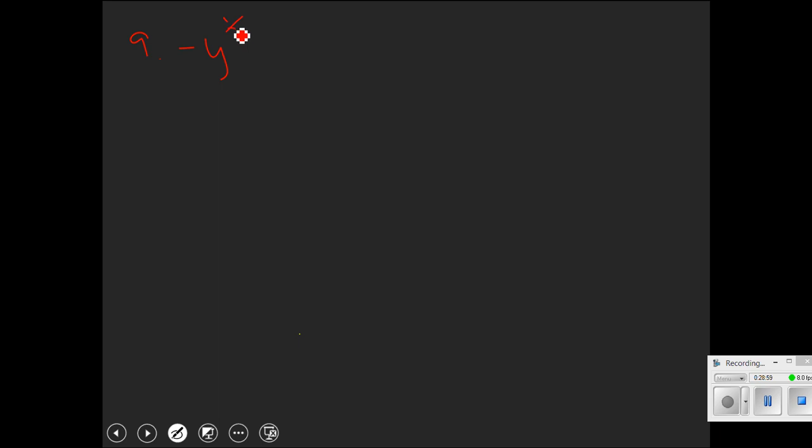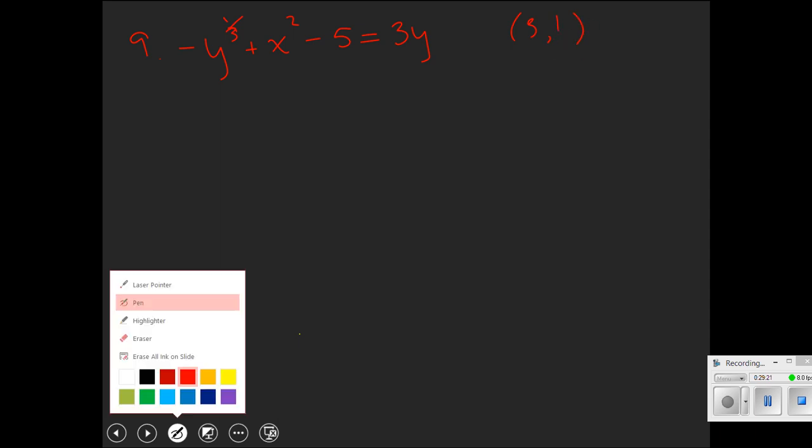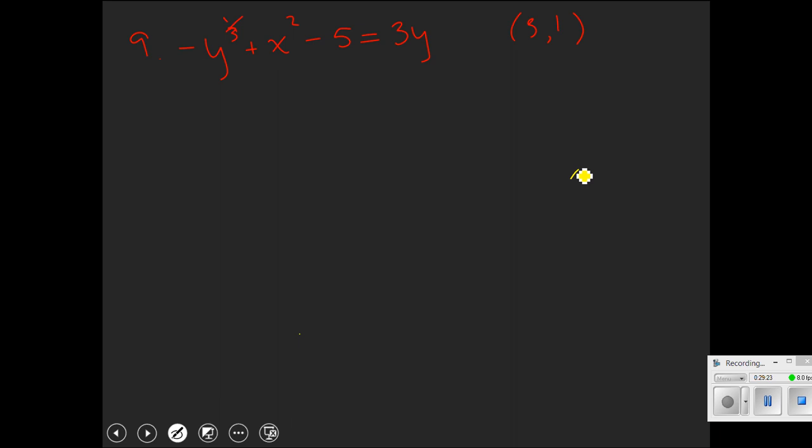So number 9, I have this as my similar example. So cube root of y plus x squared minus 5 equals 3y. And they want the equation at the point (3, 1).